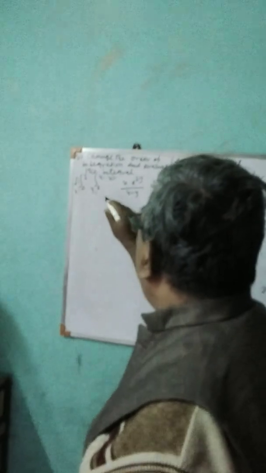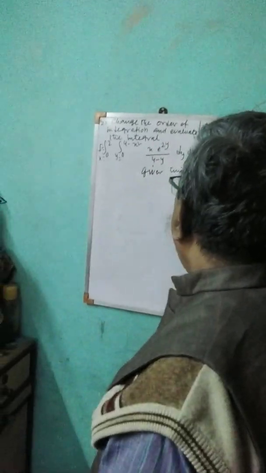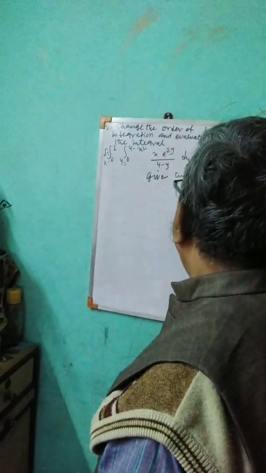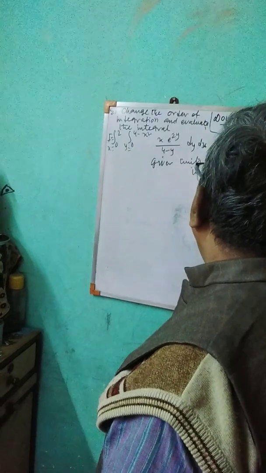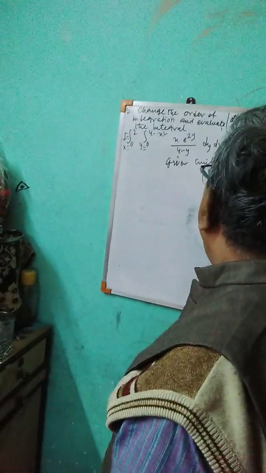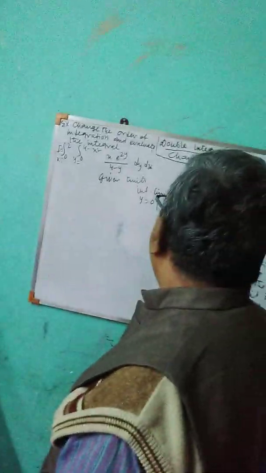So from the given limits, I already told, that is the internal limit is y equal to 0, means x axis.